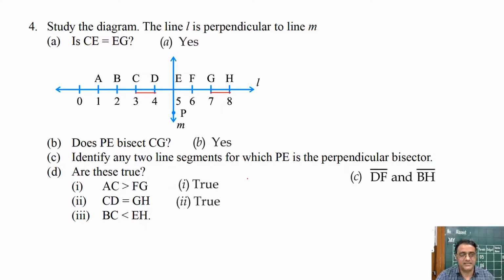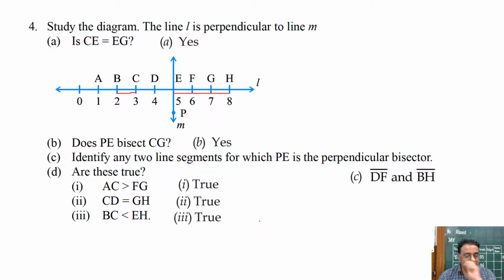Yes. True. Last one, BC is less than EH. BC is 1 unit and EH is 3 unit. Yes. True. 1 is less than 3. That is true. Okay. So this is the exercise 5.5.